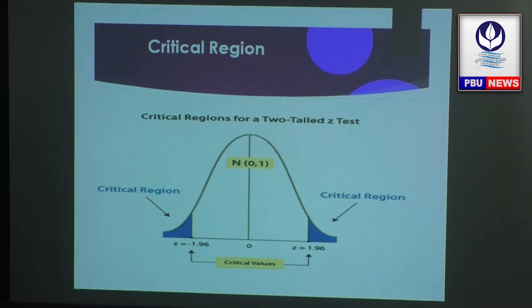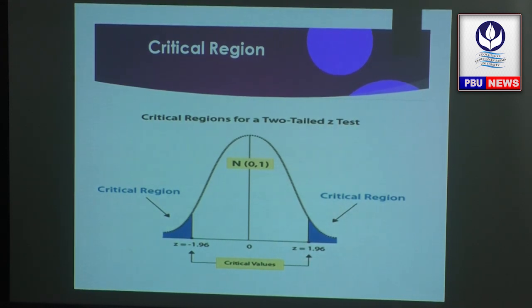Here, the critical region is the end side of the values. That means, suppose the z value is greater than or equal to 1.96. That means this portion, the blue portion on the right-hand side, and on the left-hand side minus z equals minus 1.96, this portion is called the critical region. The values z equals 1.96 or z equals minus 1.96 are called critical values, and the blue portion is called the critical region.